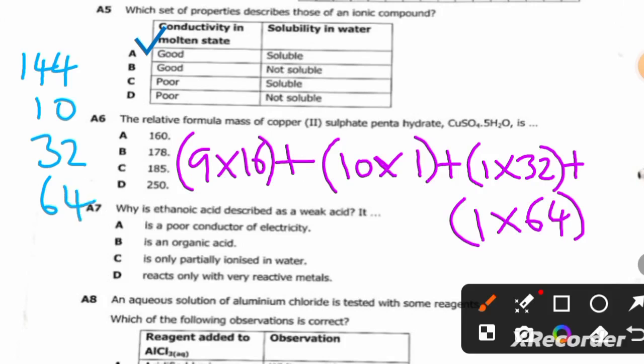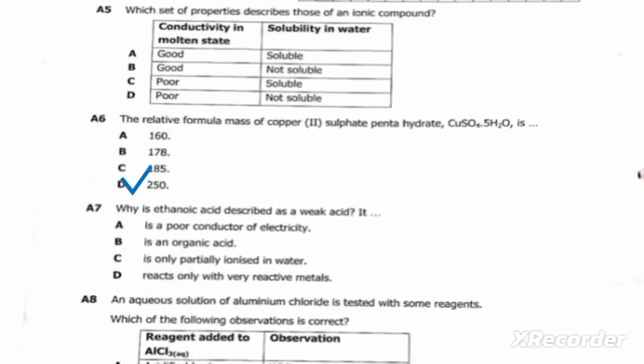We add, so we are going to say 144 plus 10 plus 32 plus 64. We are going to get 250. Do we have 250? Yes, we have 250, which is D. Therefore, our correct answer here is D. We shift to the next question, which is question A7. The question reads, why is ethanoic acid described as a weak acid?